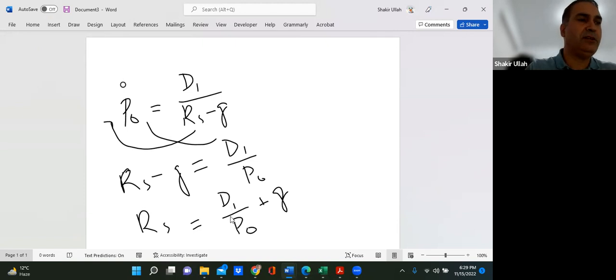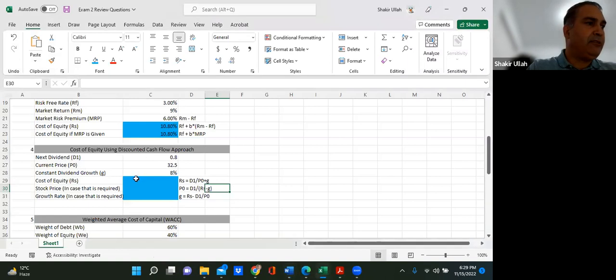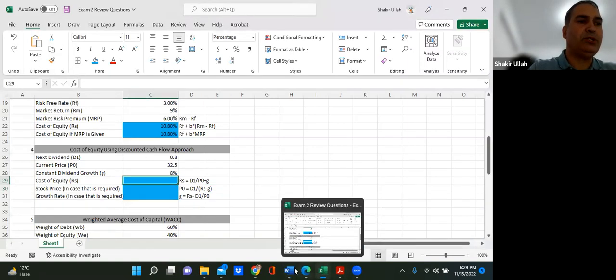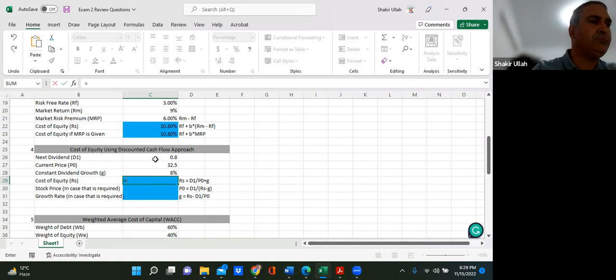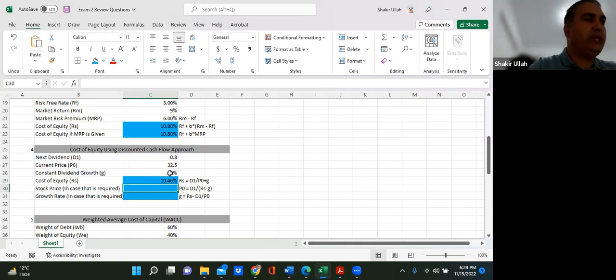D1, remember, that's the next year's dividend. P0 is the current price and G is the constant growth. Okay. So let's go to Excel and find the cost of equity, which is RS. The formula we just derived is RS is equal to D1 divided by P0 plus G. So let's do it. Equals D1, which is given as 0.8, divided by P0, which is 32.5, plus the constant growth, which is 8%. We do that, and we get an answer of 10.46.